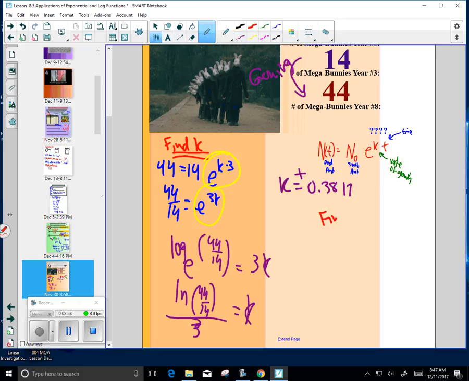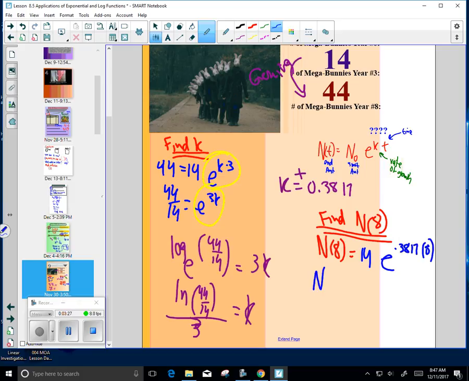Now we find a new N at the end of 8 years. So N at the end of 8 years is going to be equal to, we started with 14, we have e to the k, now we know what k is, 0.3817, and you multiply by 8. See how you can't find this without k? That's why we did that lab. I wanted you to see how important that k was.